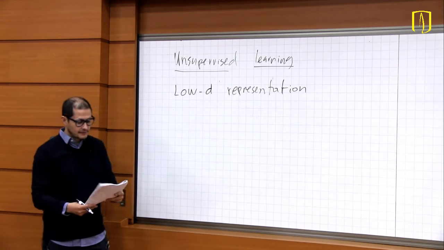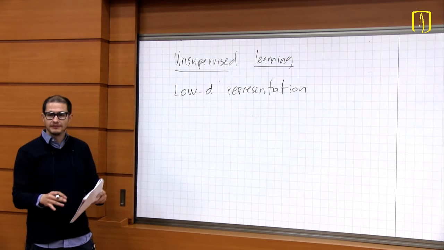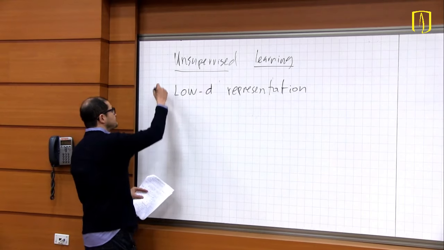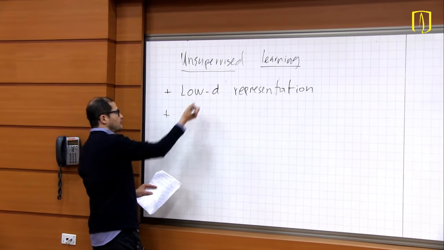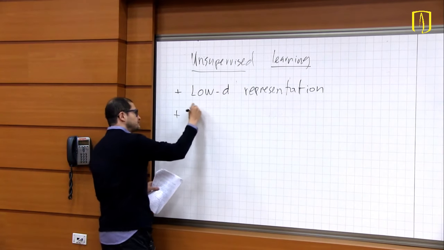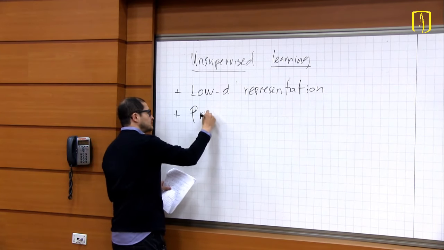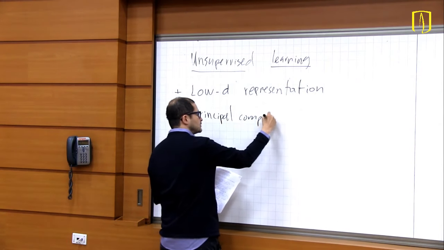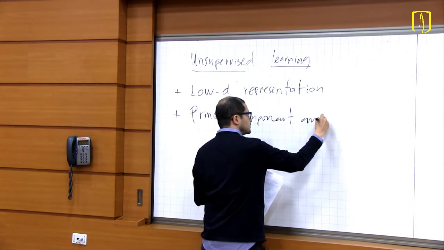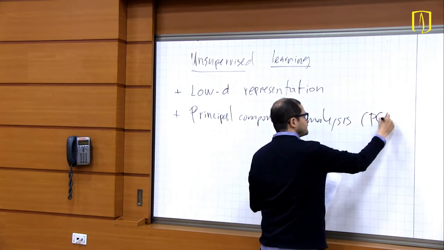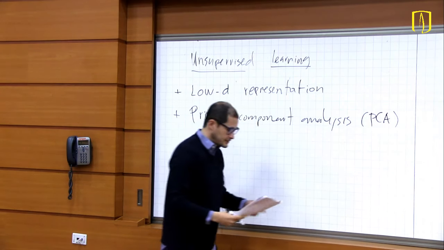And I'm going to describe one example that is called principal component analysis. Okay, so a particular example of a low-dimensional representation is called principal component analysis. That's PCA.